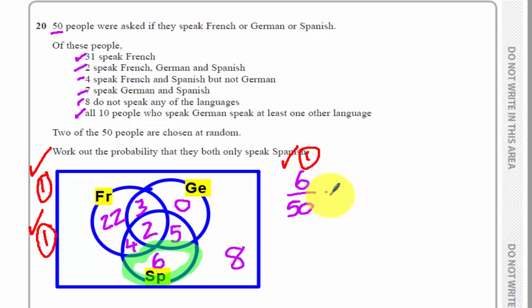My second person, because somebody's already been picked, there's now only 5 left. And there's only 49 left to pick from. That sum is my 4th mark. And then my 5th mark is for answering the question.